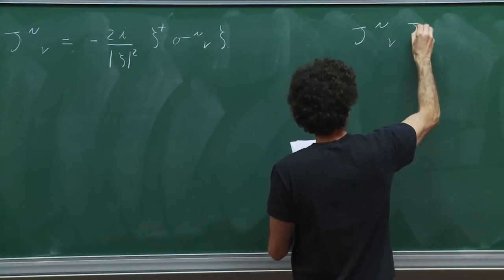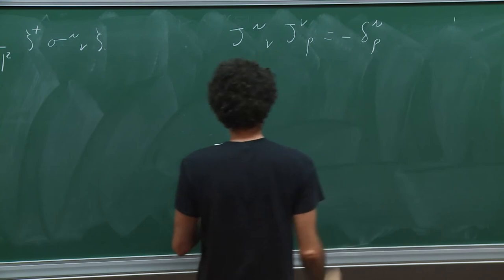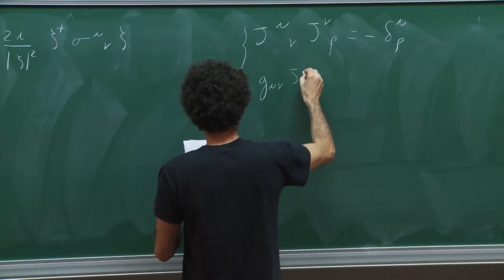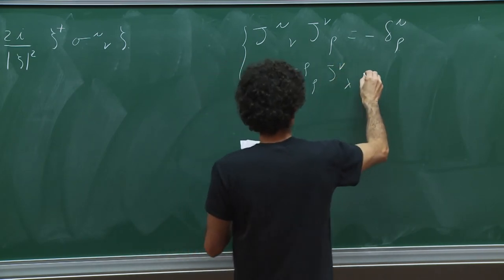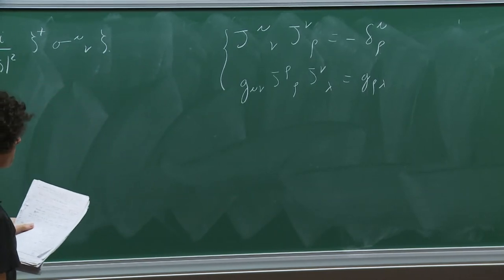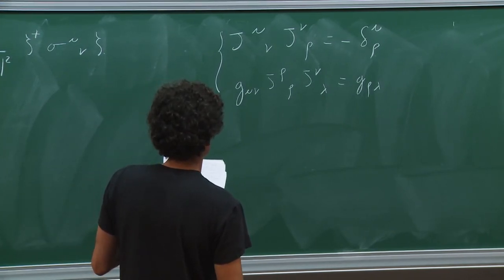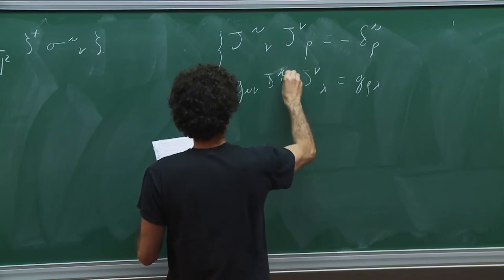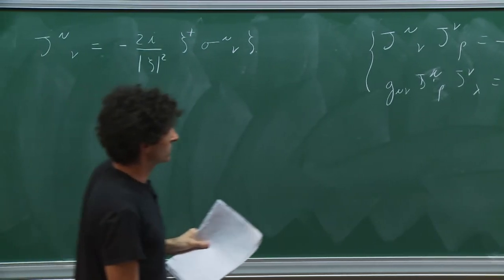You're welcome to check these in your spare time. You can multiply two of these, and what you find is minus the identity. And you can also check that if I take g_mu nu, g_nu lambda... What did I write here? Okay. So what does this mean? It means that this thing J is an almost complex structure.